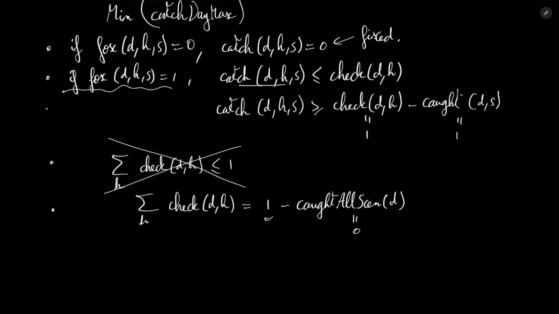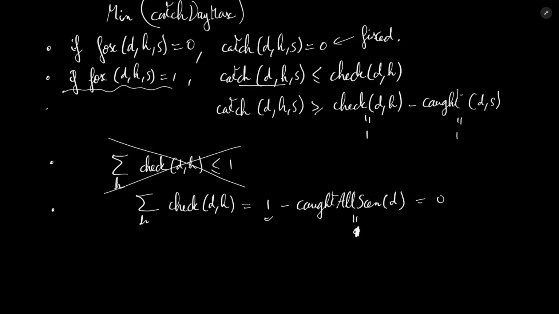But if we say that we have found the fox, we have caught the fox in all possible scenarios at that day and for all the days after, then this variable will be equal to 1, and at the end this will be equal to 0, and we are basically saying please do not check because we know that the fox has already been caught.